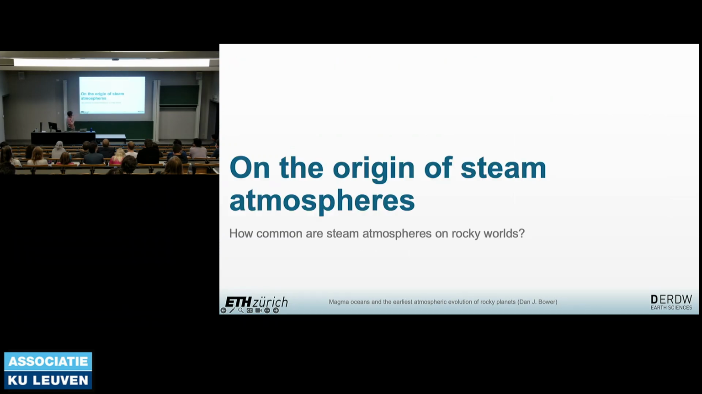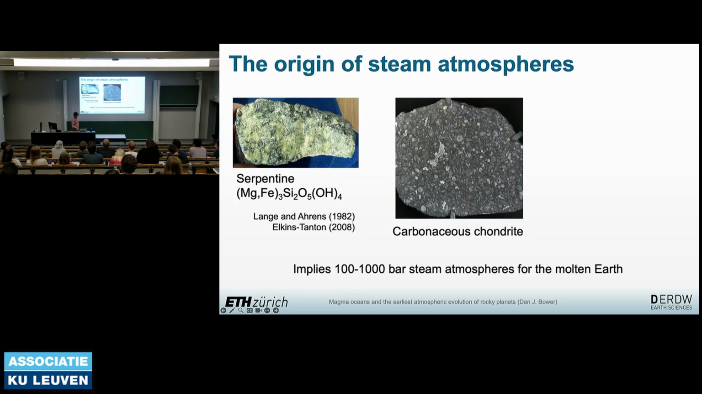Okay, I would now like to talk a little bit about steam atmospheres. Potentially, even if you're not in the field of planets, maybe you've heard things about steam atmospheres. It's been a very popular paradigm for several decades now in order to explain the earliest evolution of planetary atmospheres. But the question I would like to pose at this point is, how common are steam atmospheres?